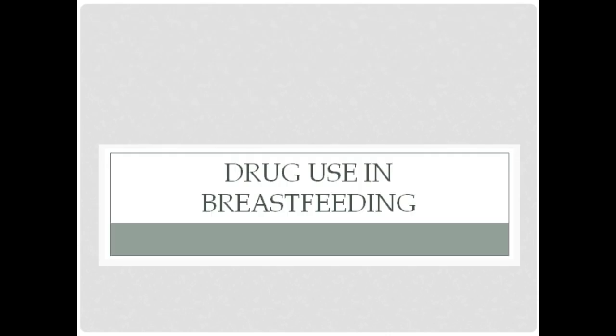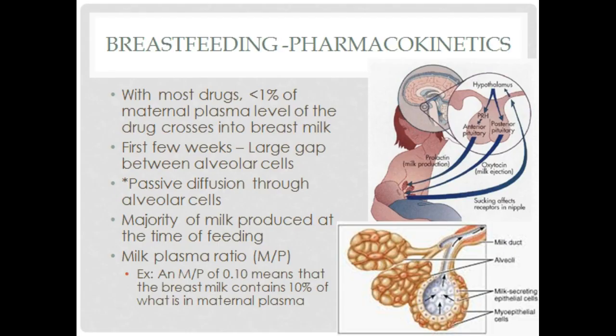Okay, so let's look at drug use in breastfeeding. So, brief overview of our physiology. From our hypothalamus, we're getting a message here for prolactin through the anterior pituitary, and then oxytocin is released from the posterior pituitary. So prolactin makes the milk, and oxytocin is our milk ejection reflex.